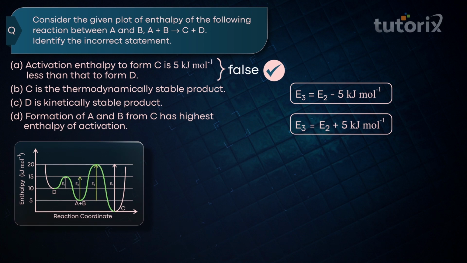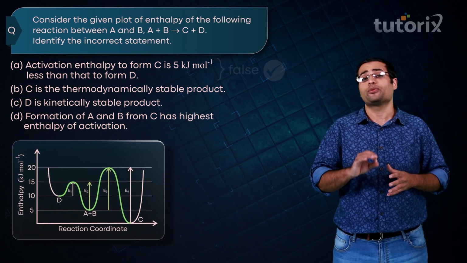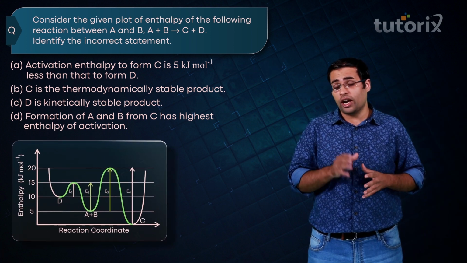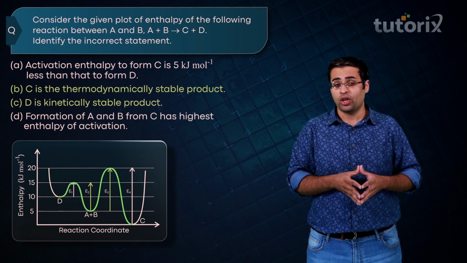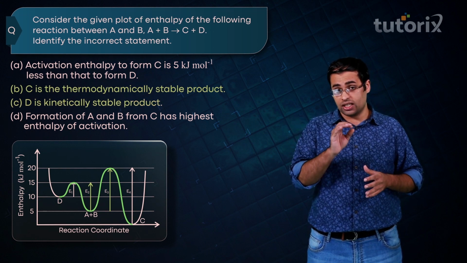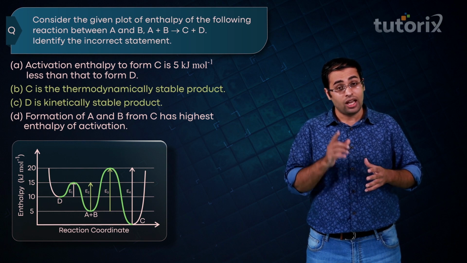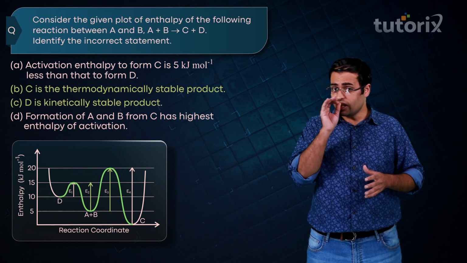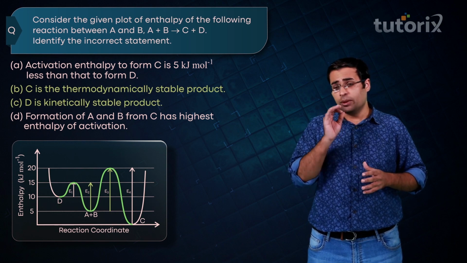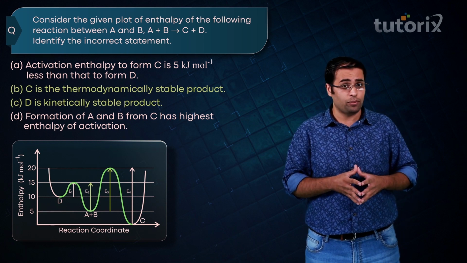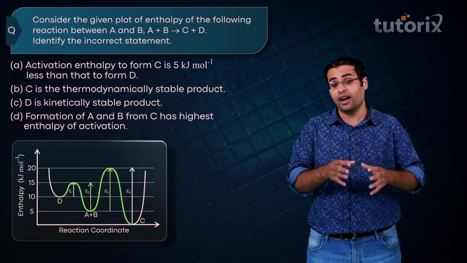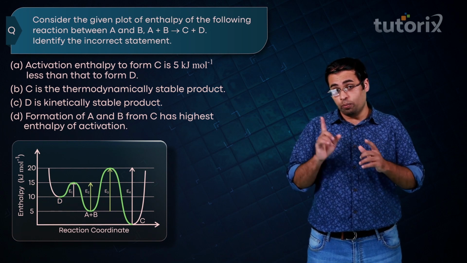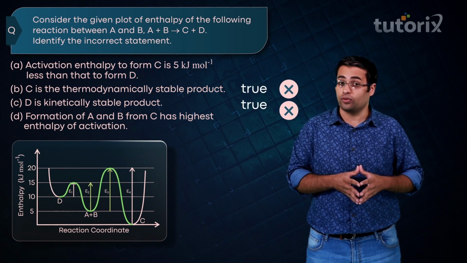So now we know that option A is the correct answer of this question. But still, let us analyze the other options too. If you have a careful look at options C and B, you will notice that in option B, we have been told that the product C is a thermodynamically stable product. And in option C, we have been told that the product D is the kinetically stable product. And we know from our previous knowledge that these options are true and correct. Therefore, B and C are not the correct answers of this question.